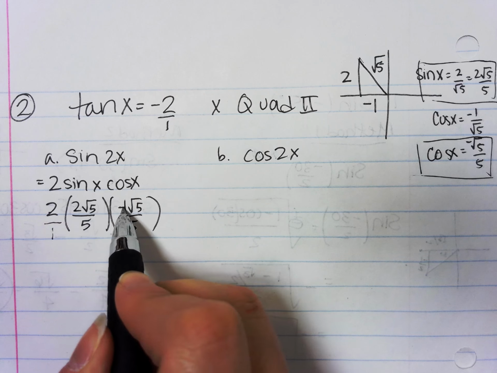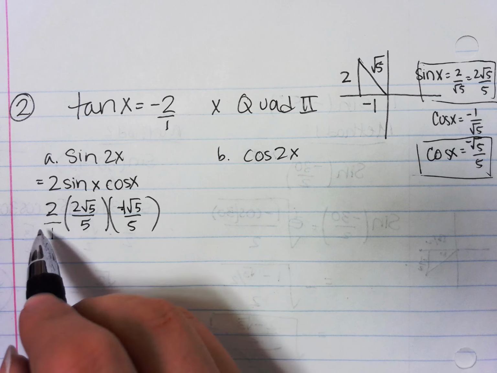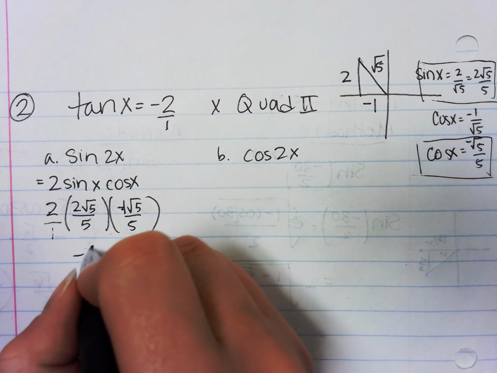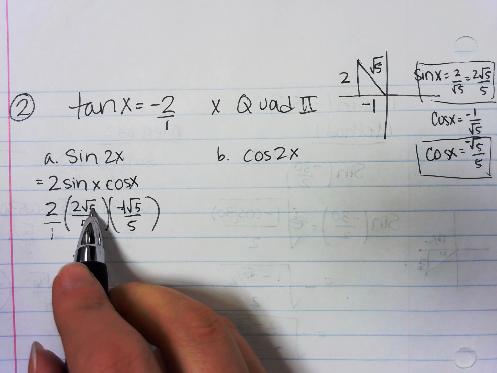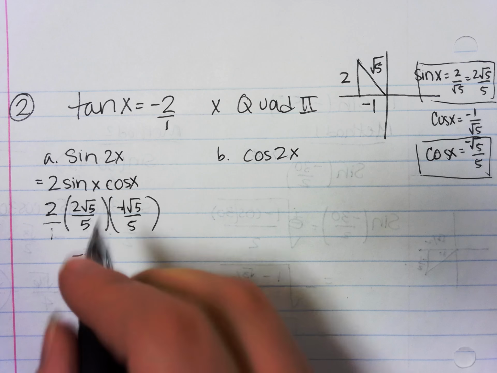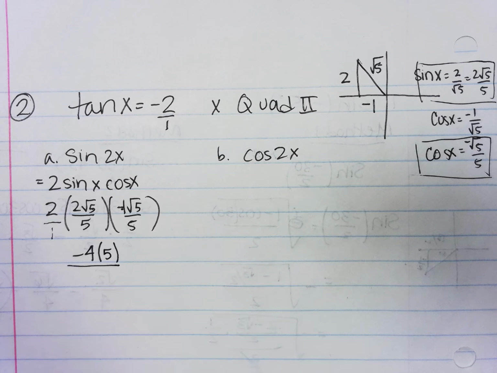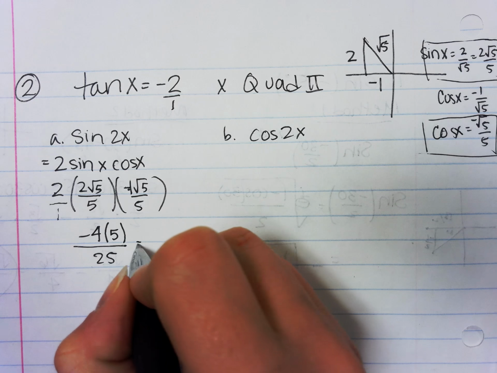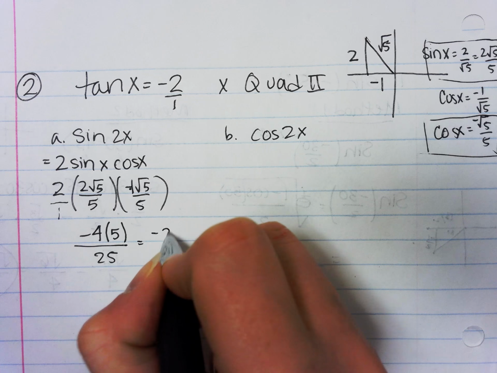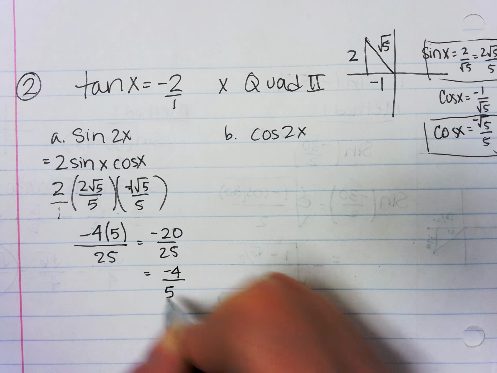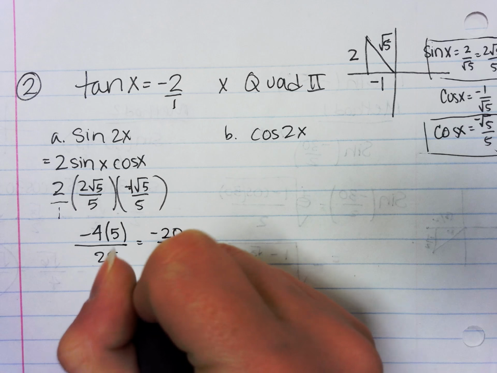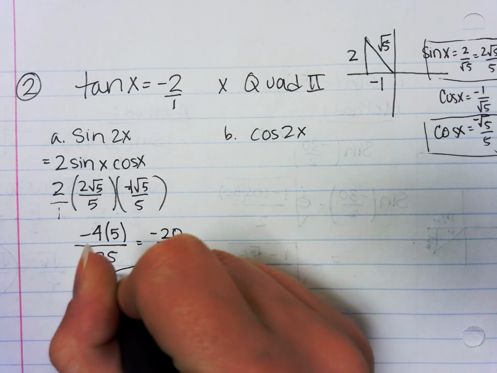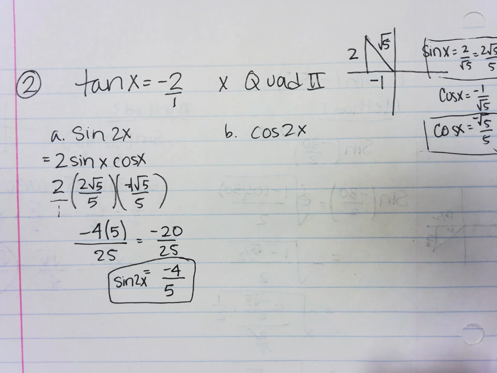Okay, this is really negative 1, so we multiply all the numbers on the top. 2 times 2 times negative 1 is negative 4. Root 5 times root 5 is 5. Roots cancel out, and then the bottom, 5 times 5 is 25. So this is negative 20 over 25, which, if we reduce that, is negative 4 over 5. So the sine of 2x is negative 4 over 5.